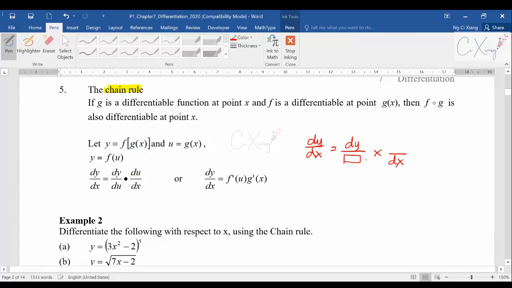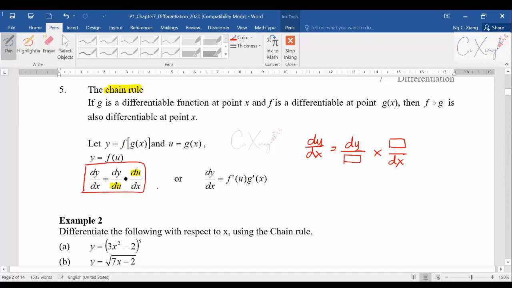The something here depends on the question that we have. You have to make sure that these two somethings are the same. As an example, you have dy over du multiplied with du over dx. The concept is that you cancel off the du, then you get back dy dx eventually. So this is what we call the chain rule.